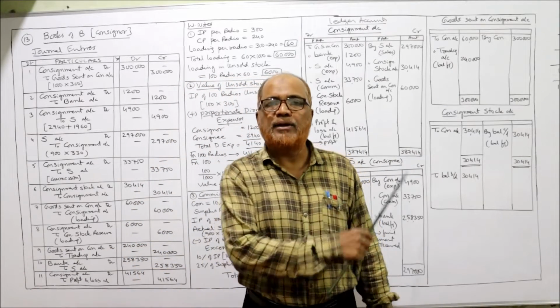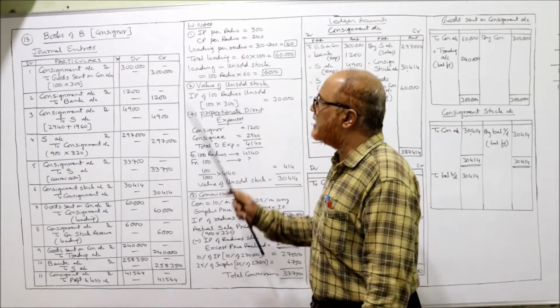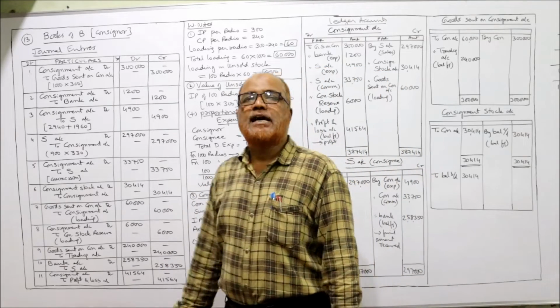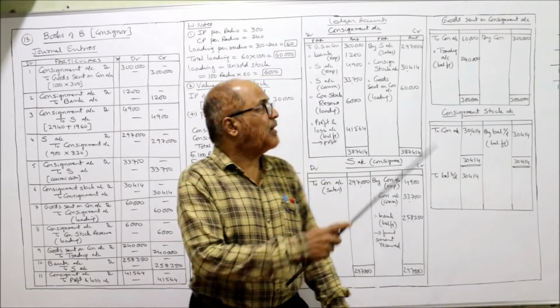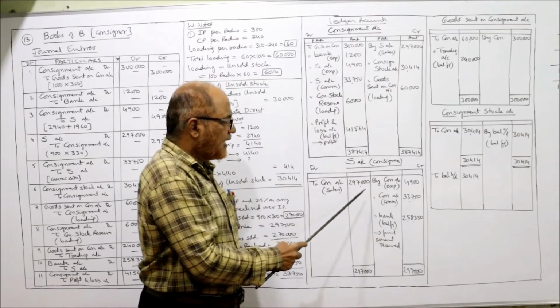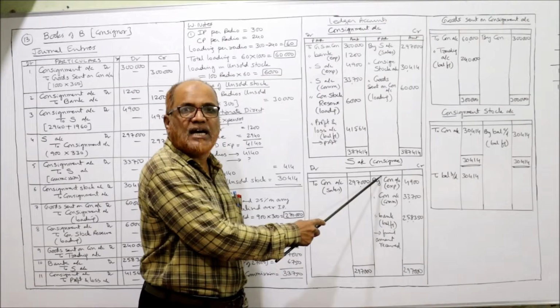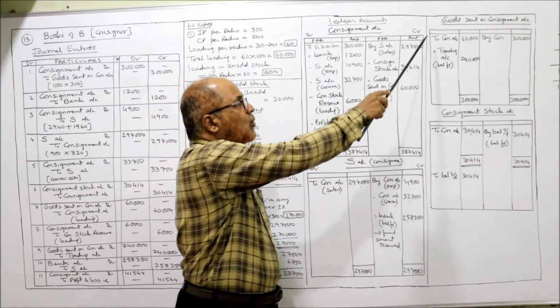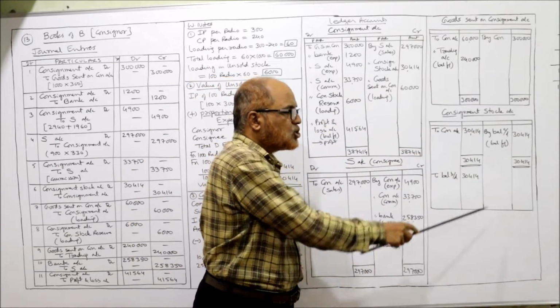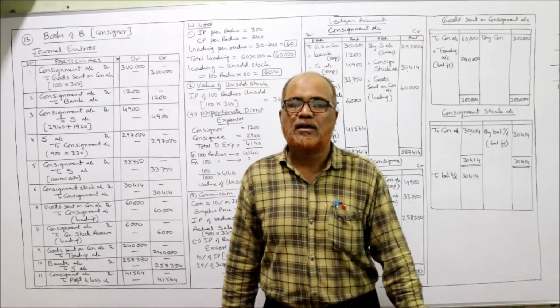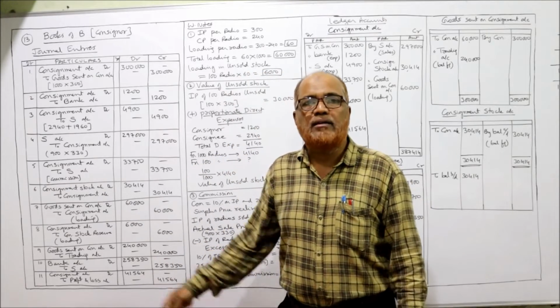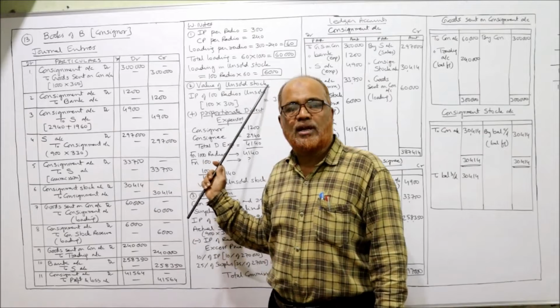Right? Now I am coming to the ledger accounts. The first ledger account is the consignment account. The second account is the S account, which is the consignee's account. Then the goods sent on consignment account and the consignment stock account. We need four accounts. Now we start posting the entries into the ledger accounts.